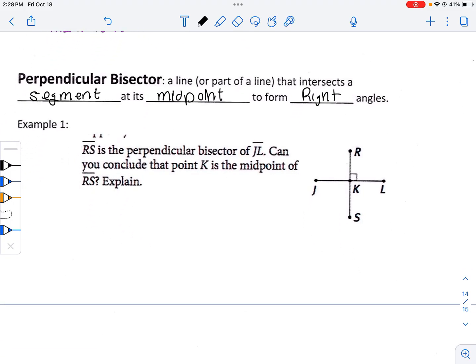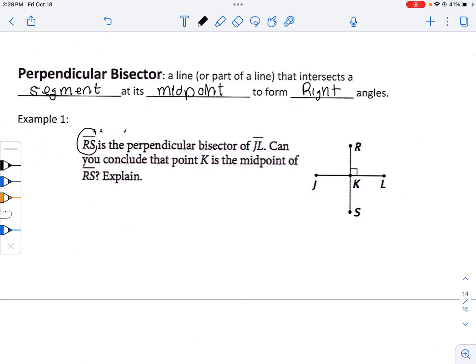In our first example here, it tells us that segment RS is the perpendicular bisector of JL. The reading of this is really important, especially that word of, because the question says, can you conclude that point K is the midpoint of RS?